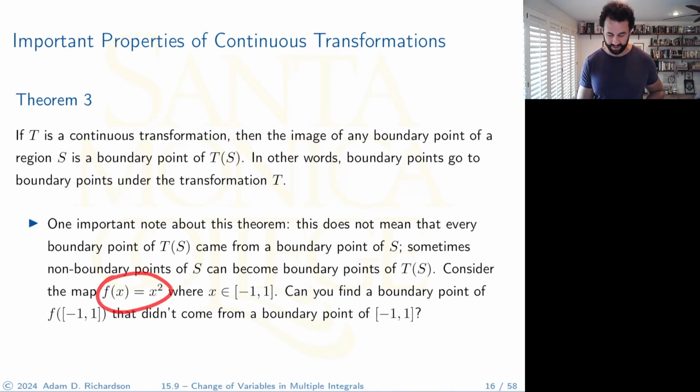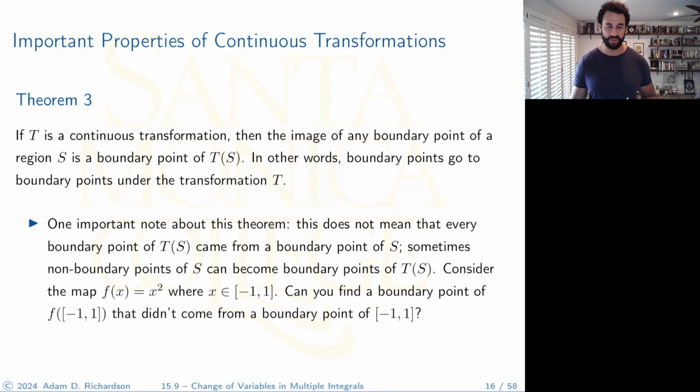So here is an example. Think about the map f of x equals x squared. So think about good old x squared, one variable, parabola, vertex at the origin. Think about that for a minute. And think about the interval -1 to 1. So hopefully you can picture this, right? Can you think of a boundary point of the image under this transformation that did not come from a boundary point of this interval?